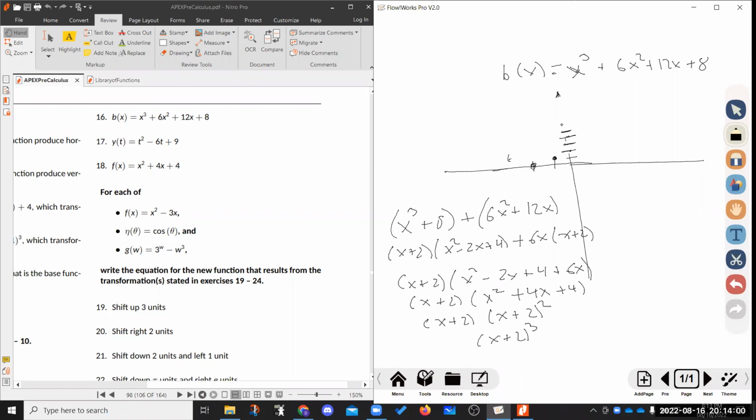2, 3, 4, 5, 6, 7, 8. 1 to the left, 1 down. 2 to the left, 8 down. 1, 2, 3, 4, 6, 7, 8 is way down here. So we should have something that looks like so, where this point of inflection right here is at -2, 0.